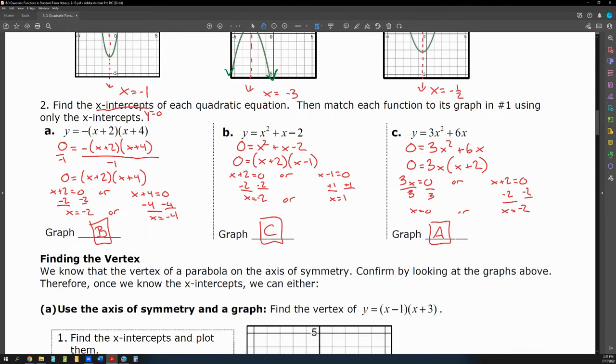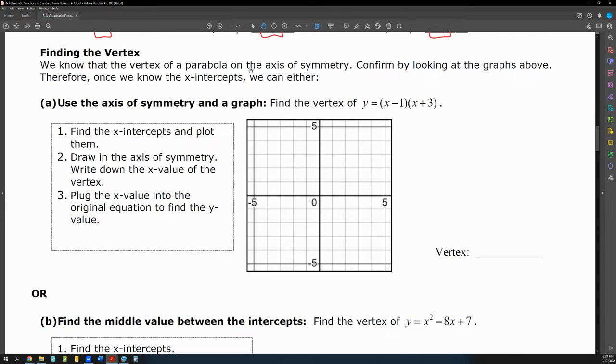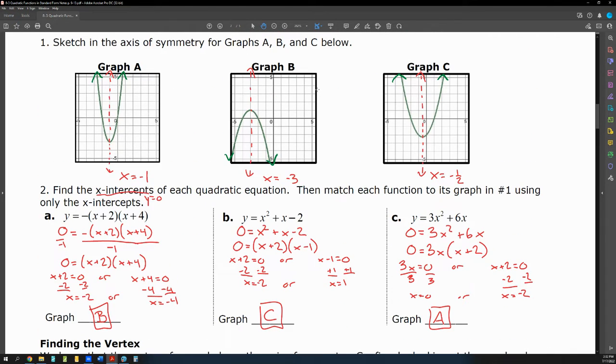Okay, so we can find the x-intercepts algebraically by setting y equal to 0 and then solving for x. But how can we find the vertex? We know that we can find the vertex by using the axis of symmetry. It's also the maximum or minimum of the graph, the highest or lowest point of the graph. So we can confirm this by looking at the graphs above. So the vertex in graph A is going to be down here, in graph B is up here, and in graph C down here. Okay?